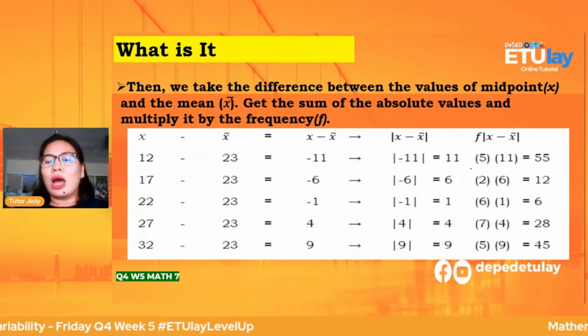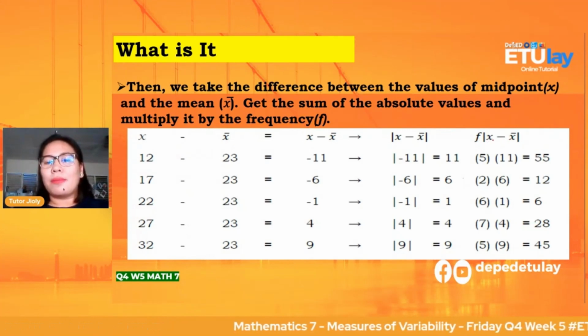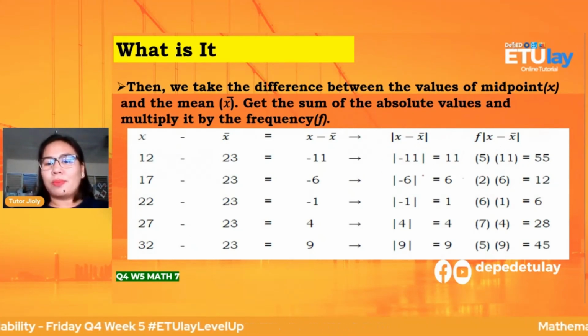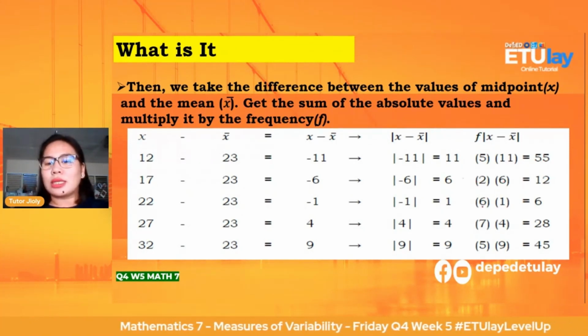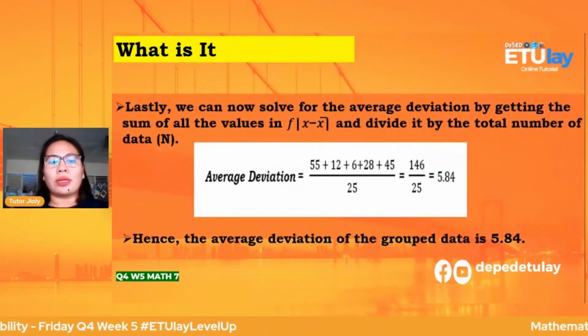Then after that, to get the f times the absolute value of data minus mean, multiply lang natin si frequency at saka yung sagot natin nung data minus mean. So 5 times 11, that is 55. 2 times 6, that is 12. 6 times 1, that is 6. 7 times 4, that is 28. 5 times 9, that is 45.